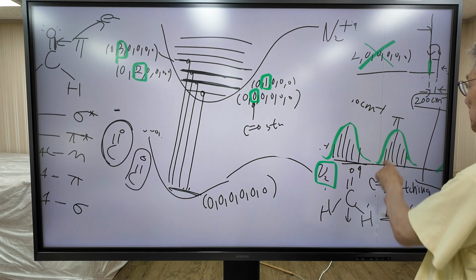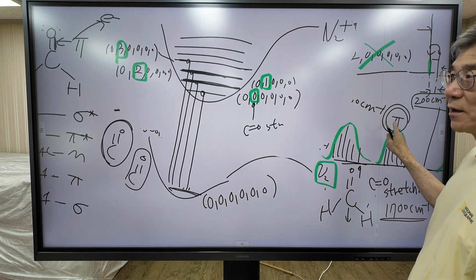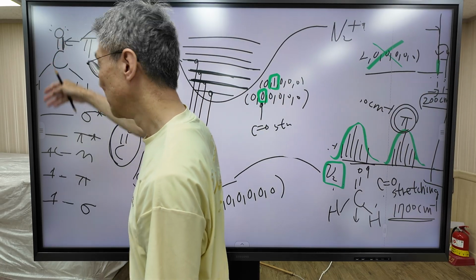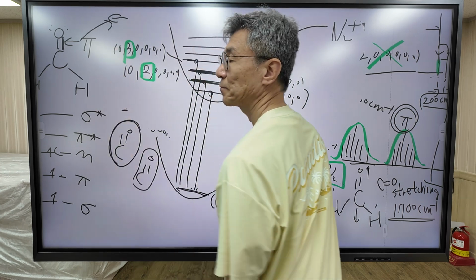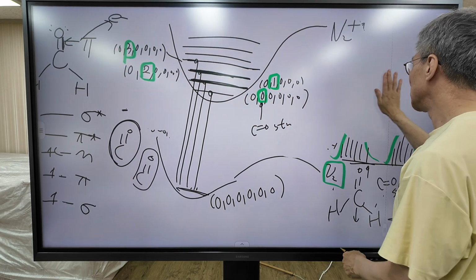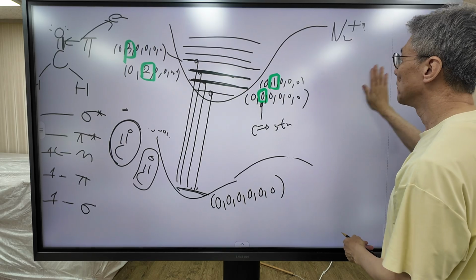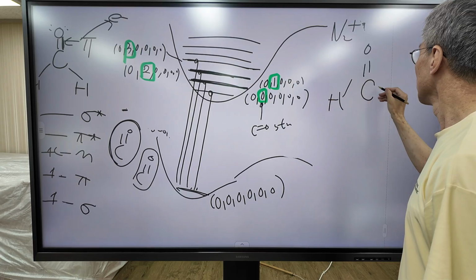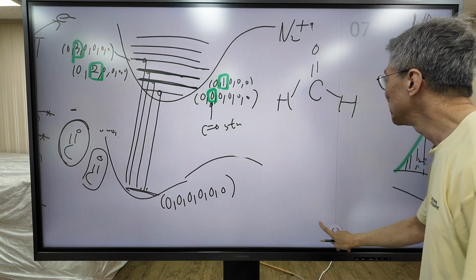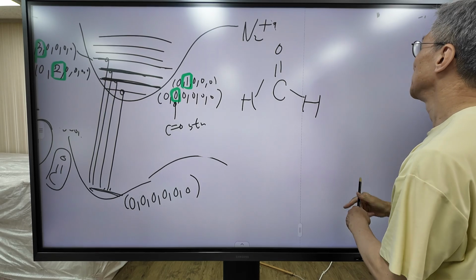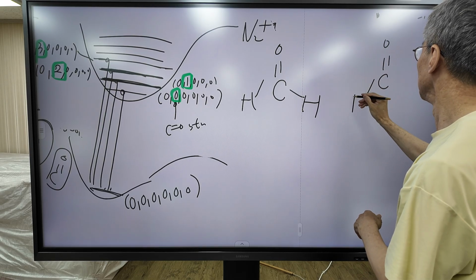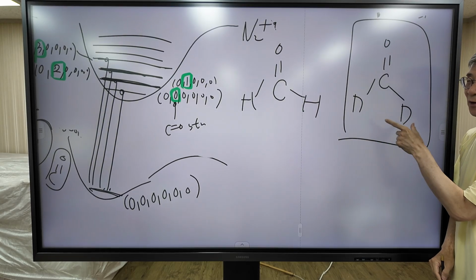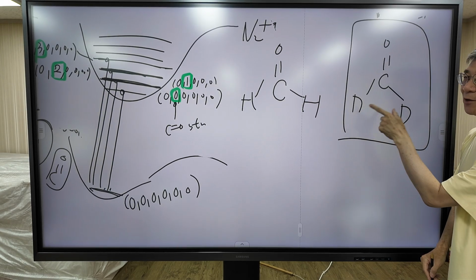This band comes from pi orbital. Pi orbitals are involved in the CO bond. So only the second vibrational mode is excited. Now, to confirm this interpretation, scientists performed an additional experiment. This is our molecule. They replace hydrogen by deuterium. They performed the additional experiment with this molecule, in which hydrogen is replaced by deuterium.